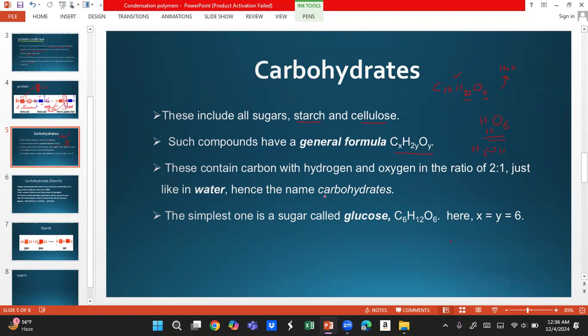The simplest sugar is known as glucose, as I told you earlier. Glucose is also known as hexose sugar because it has 6 carbon atoms. So in simple sugar molecules, the carbon and oxygen numbers are equal, and hydrogen is double of the oxygen or carbon number. Hope it is clear to you.